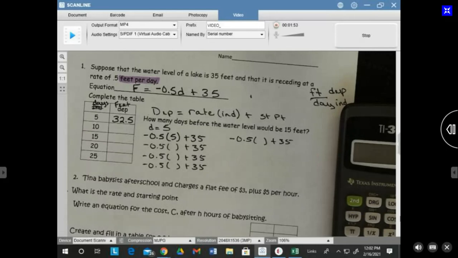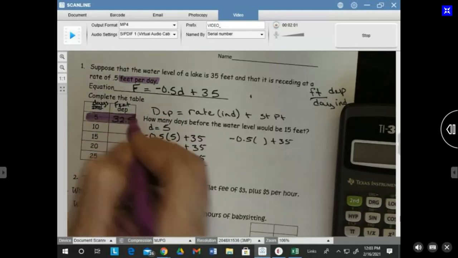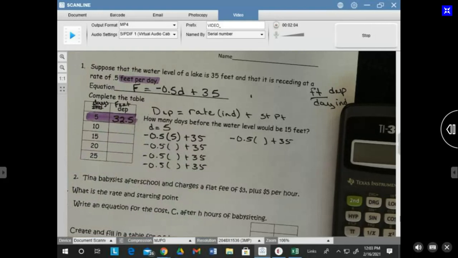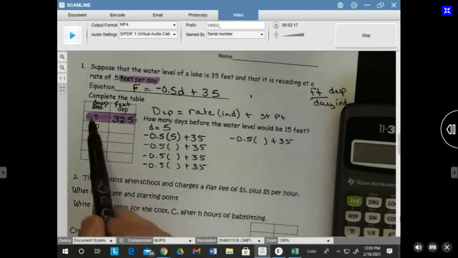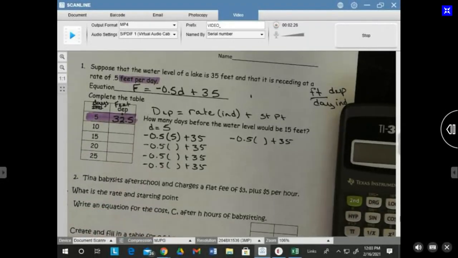Can anybody give me a statement, a sentence that involves that 5 and that 32.5? What does that 5 and 32.5 mean, guys? What is the 5 representing? Not my days. And the 32.5 is my water level. So after 5 days, the water level is 32.5.